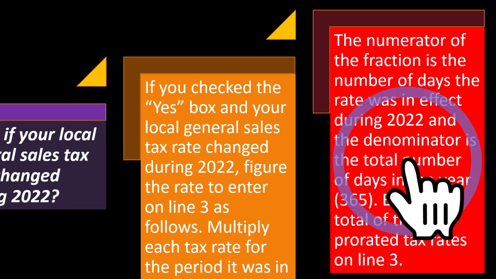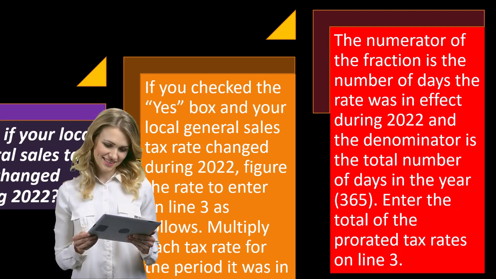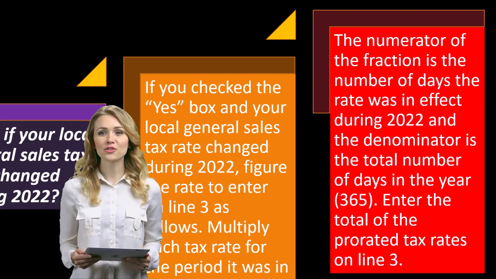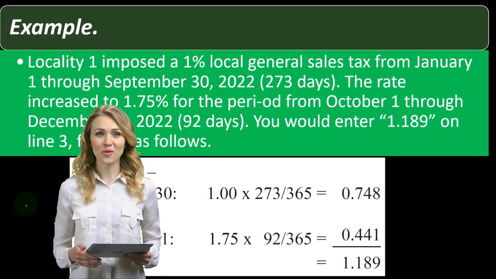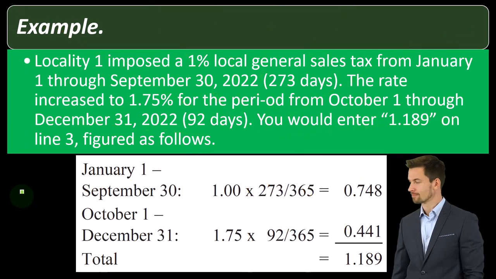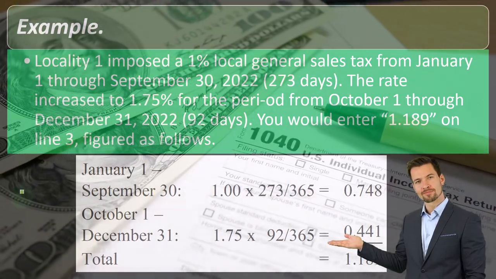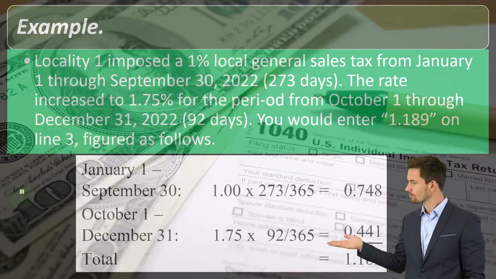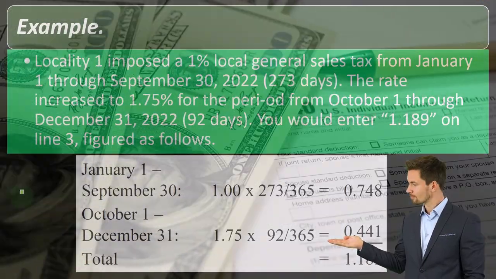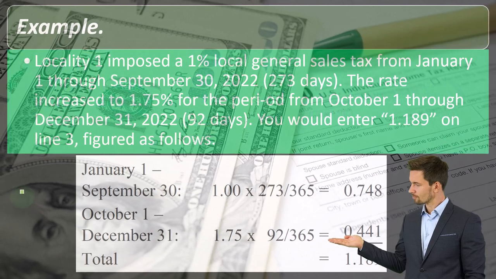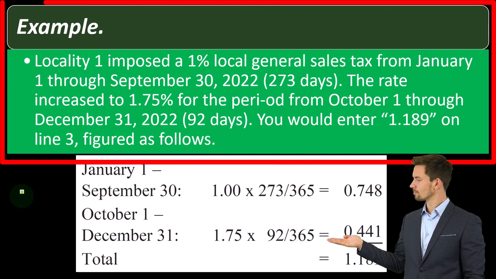So the numerator of the fraction is the number of days the rate was in effect during 2022, and the denominator is the total number of days in a year. That's 365. Enter the total of the prorated tax rates on line 3. So example, Locality 1 imposed a 1% local general sales tax from January 1st through September 30th, 2022, 273 days. The rate increased to 1.75% for the period from October 1st through December 31st, 2022. That's 92 days. So you would enter 1.189 on line 3, figured as follows.